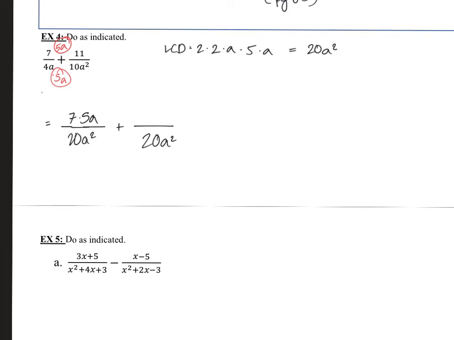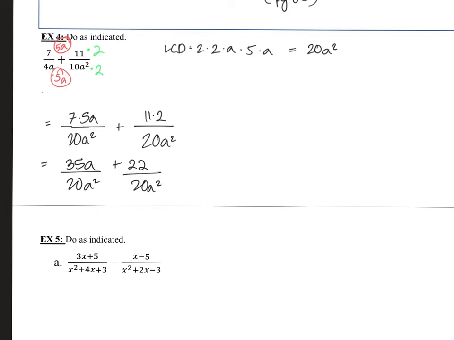So now try to figure out what you need to multiply to the 10a squared to get to 20a squared. All right, so all we need to do is multiply it by 2. But we need to multiply the top by 2 as well. So that'll be 11 times 2. All right, let's simplify this. That's going to be 35a plus 22 divided by 20a squared.